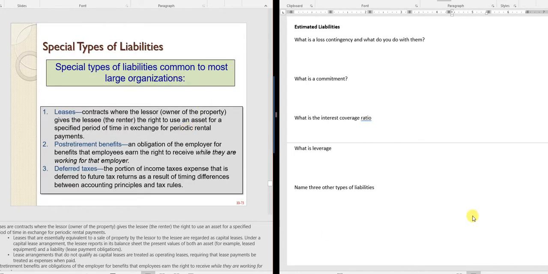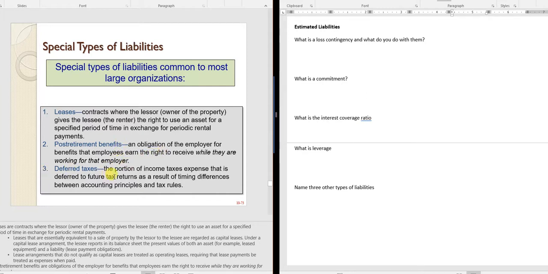Special types of liabilities. Some other liabilities that companies have to disclose in their financial statements, and sometimes book amounts for, are long-term leases, where you agree to lease something for many years, and in fact you have to disclose numbers and amounts in your financial statements for it. Post-retirement benefits, pensions are a big one, where the company promises to pay some pension costs after you retire. Sometimes they pay health insurance costs after you retire.